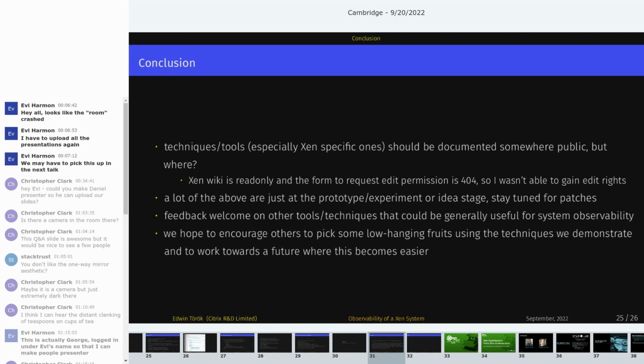So maybe as a conclusion, it would be really good if there was a place where we could put all of these techniques and tools. It would be good if the Xen wiki was more easily accessible. I think currently there is a 404 page that would be good to fix on the sign up. And again, there are lots of prototypes and patches here that I'll try to send to xen-devel at some point.